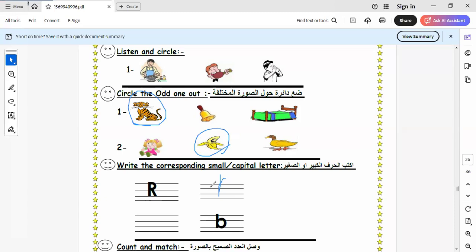Here is the uppercase of letter R. The lowercase will be this one. Here is capital B and small b. We can say uppercase or lowercase, or we can say capital or small letter. Let's go to another exercise here.